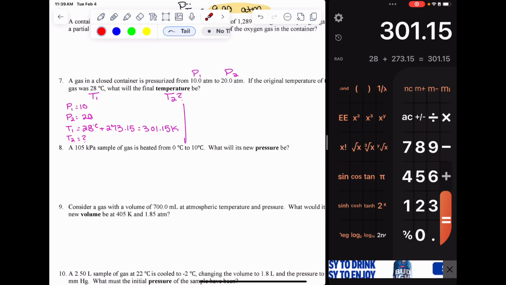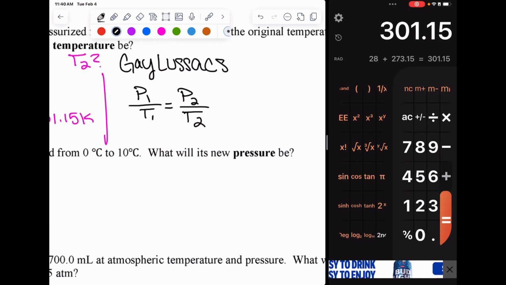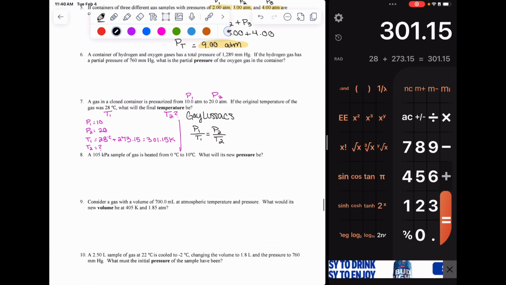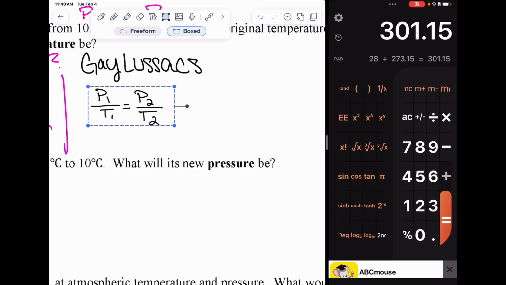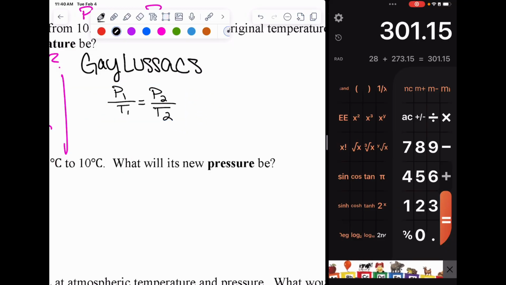Now, this law, we have pressure and temperature. The only law that has both pressure and temperature would be Guy-Lussac's law. All right, Guy-Lussac's law is P1 over T1 is equal to P2 over T2. And if we're looking for the final temperature, so T2, let's go ahead and figure this out.